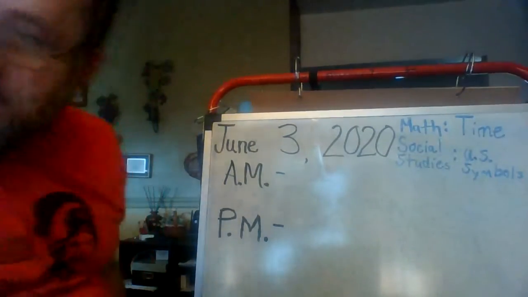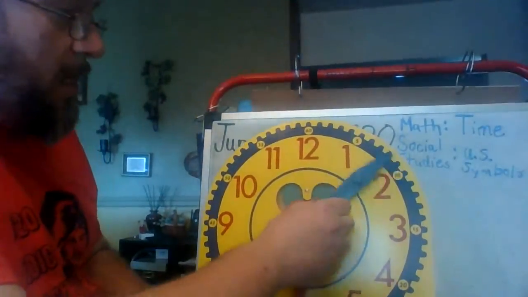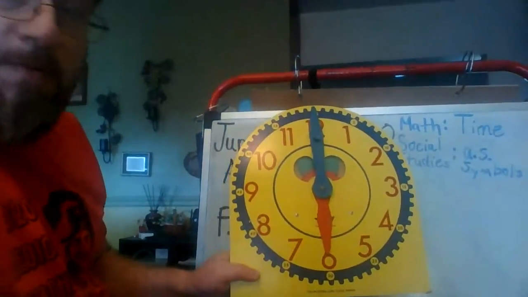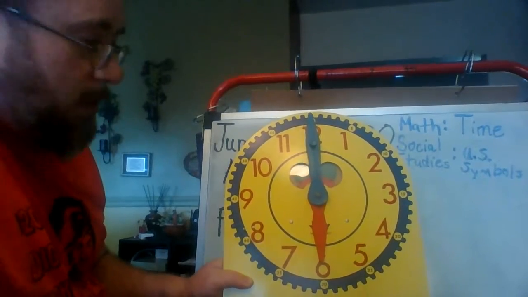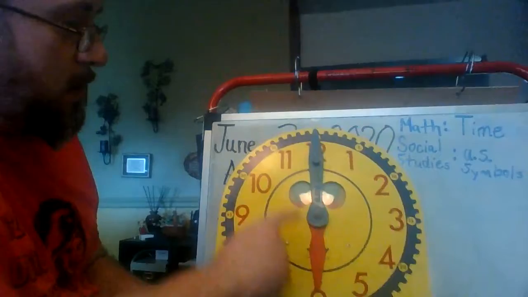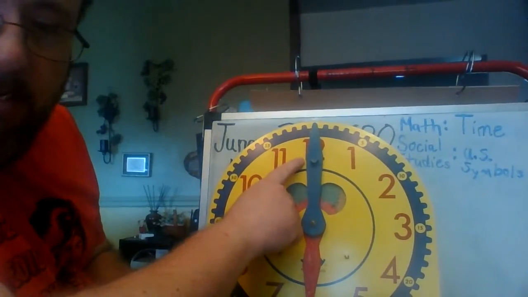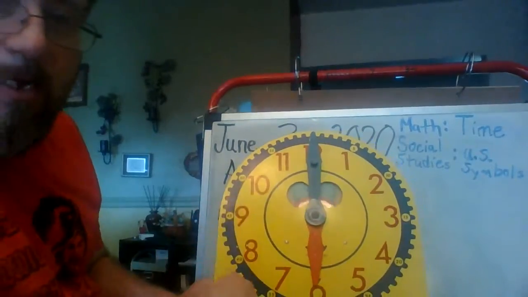First things first, I want to review a little bit about what we learned Monday. If I'm looking at this clock and I'm seeing that the hour hand is on the 6 and the minute hand is on the 12, then this is 6 o'clock.